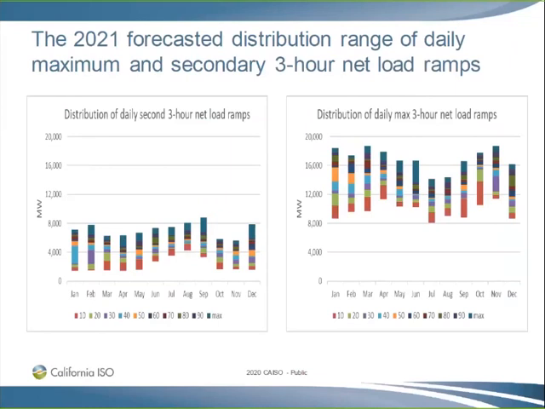Also you can notice, on the graph on the right side, there is a little dip in May and June and through August. Since the requirement is based on the maximum 3-hour net load ramp in that month, there are some data fluctuations. So we want to minimize this fluctuation.